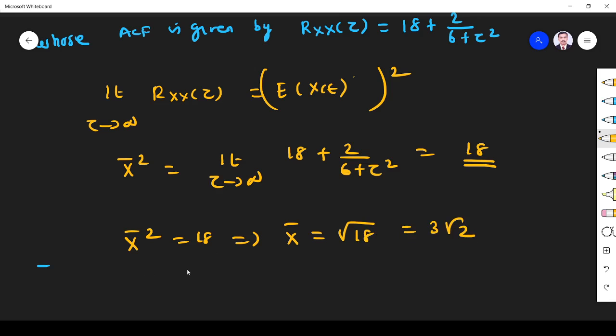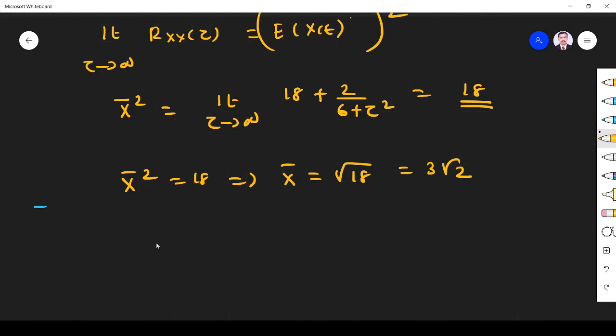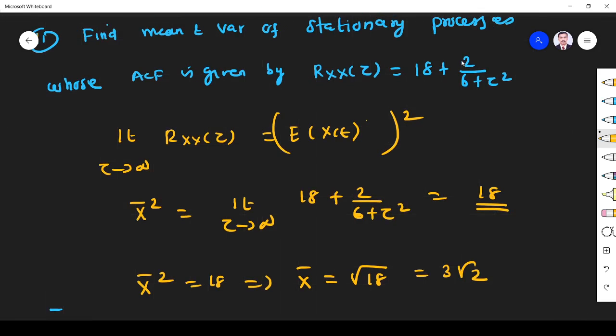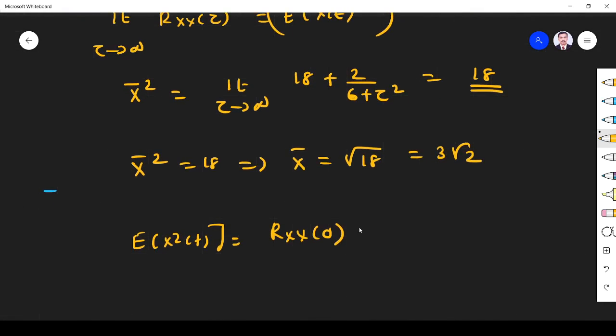And we know one more property of autocorrelation. E of x square t is nothing but Rxx of 0, right? So Rxx of 0, if you substitute tau 0, it will become 18 plus 2 by 6. So it is 18 plus 1 by 3, which is 54 plus 1, 55 by 3.